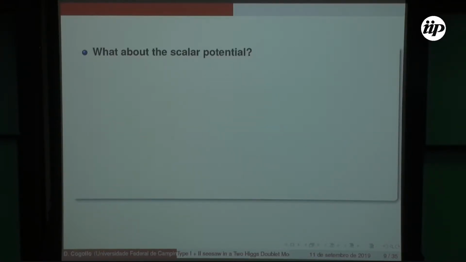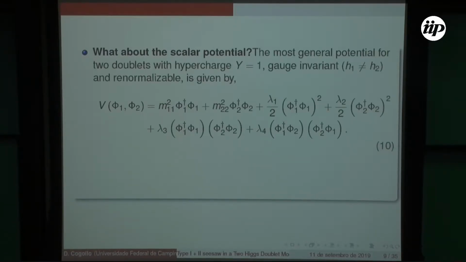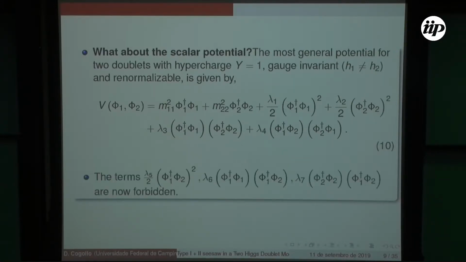Okay, what about the scalar potential? The most general potential for two doublets with hypercharge Y equal to one, gauge invariant, and invariant under the new gauge symmetry is this potential with these six terms. We can see that the introduction of this new symmetry avoids the existence of these terms that are classical terms in the ordinary two-Higgs doublet models. The gauge invariance for the new group avoids the existence of these terms.